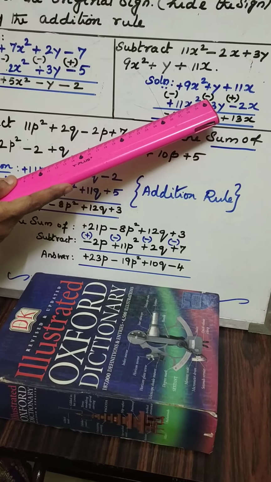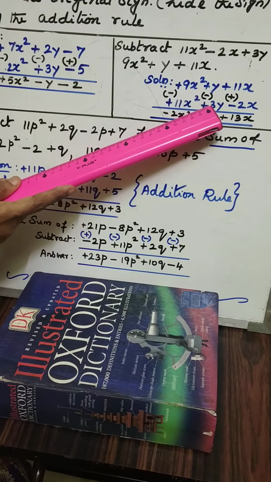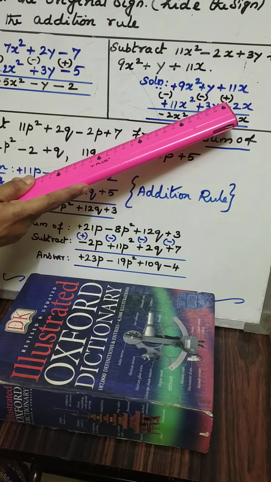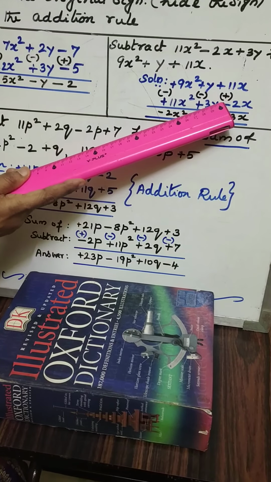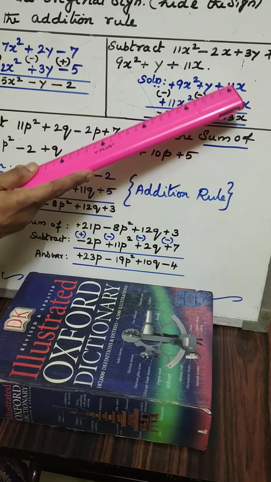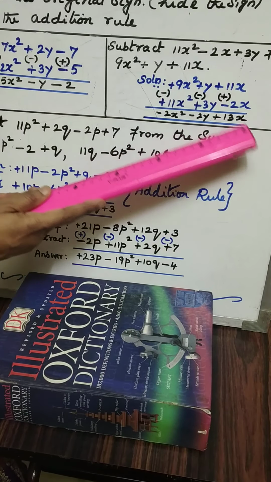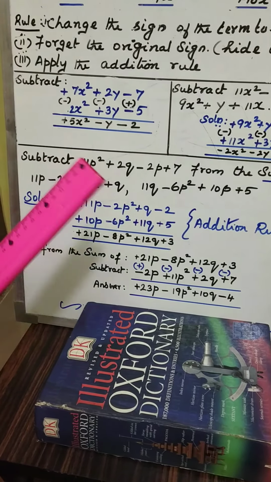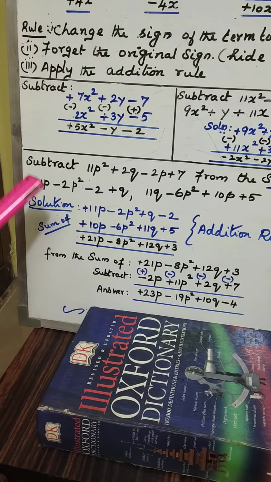And this 3, this is the bigger number sign, that's minus 2. Now look at here, after putting this one, forget the original sign, both are plus, it's very easy. Apply the addition rule, I have added 11 plus 2, 13, 13x. Now, in this way also sometimes it will be asked.